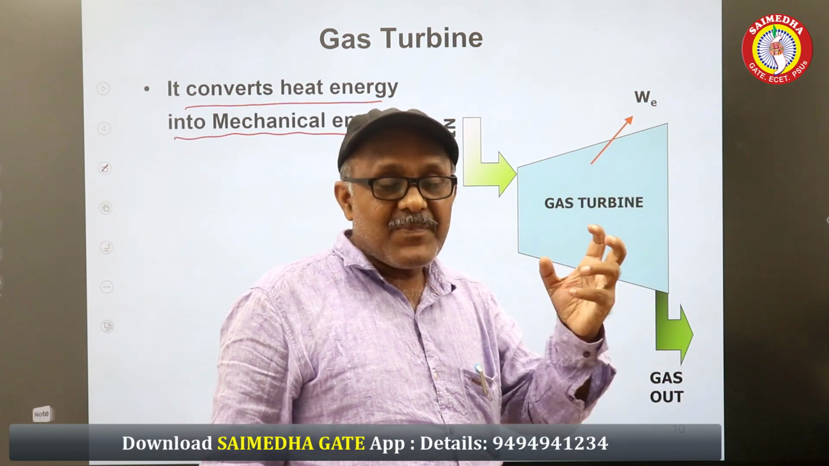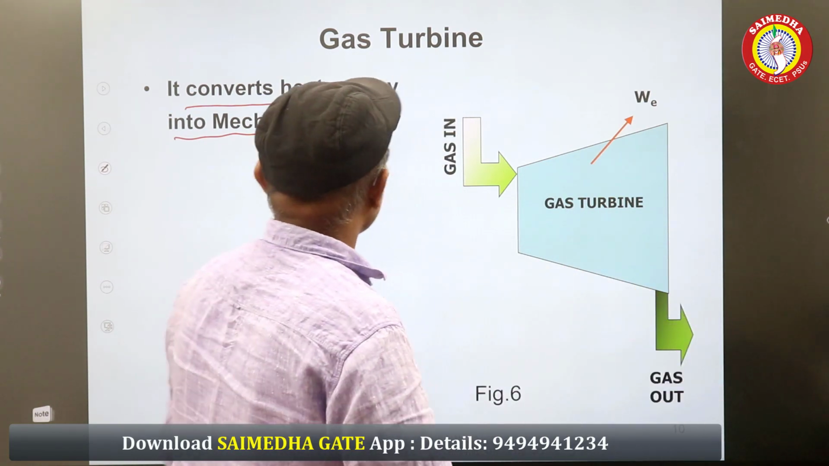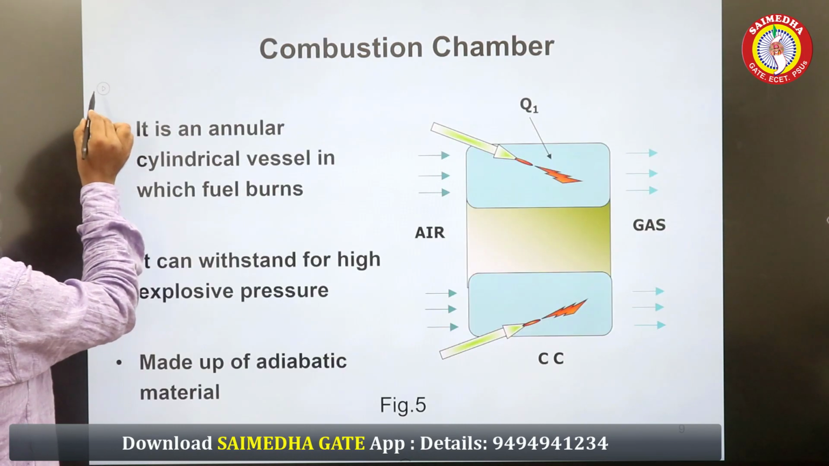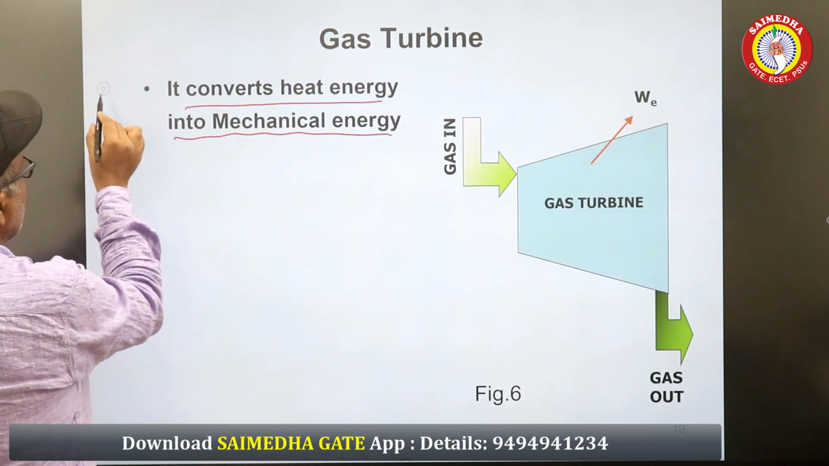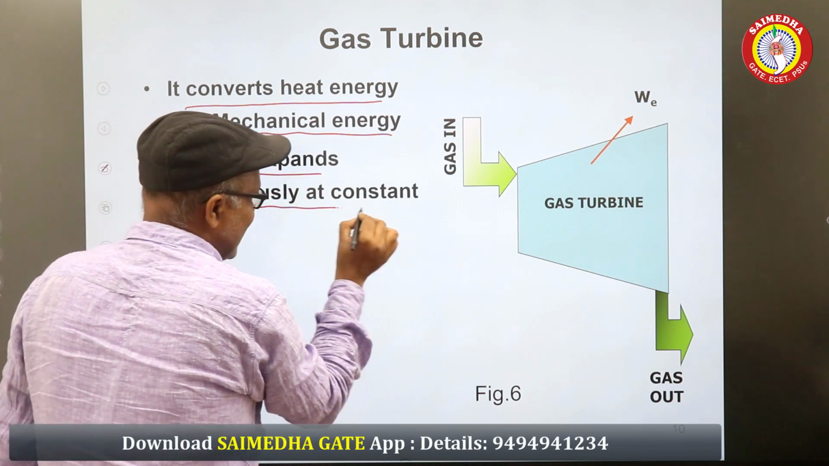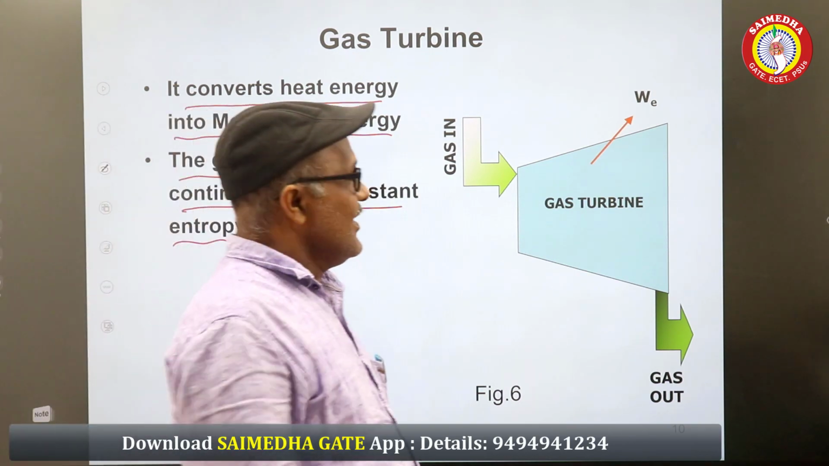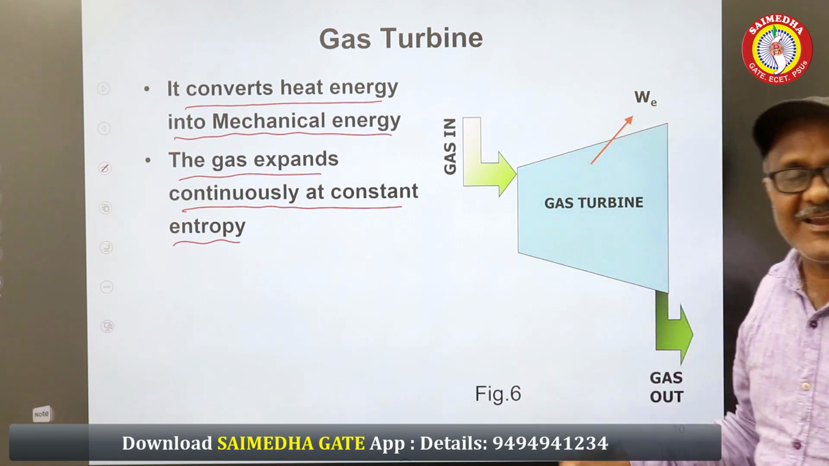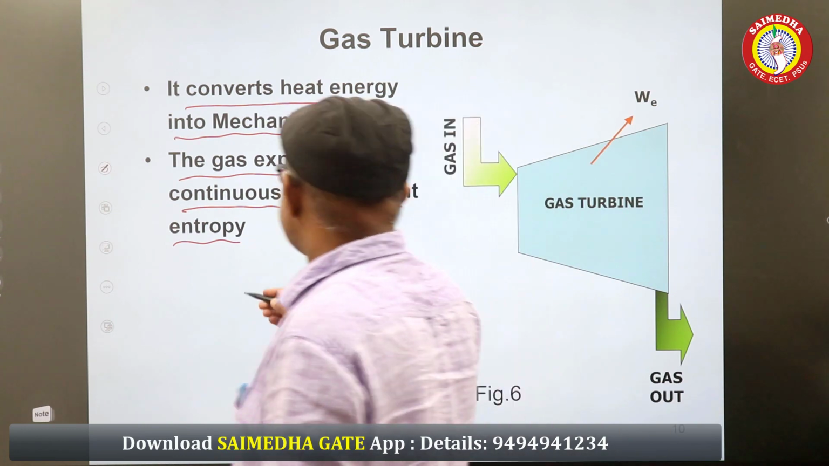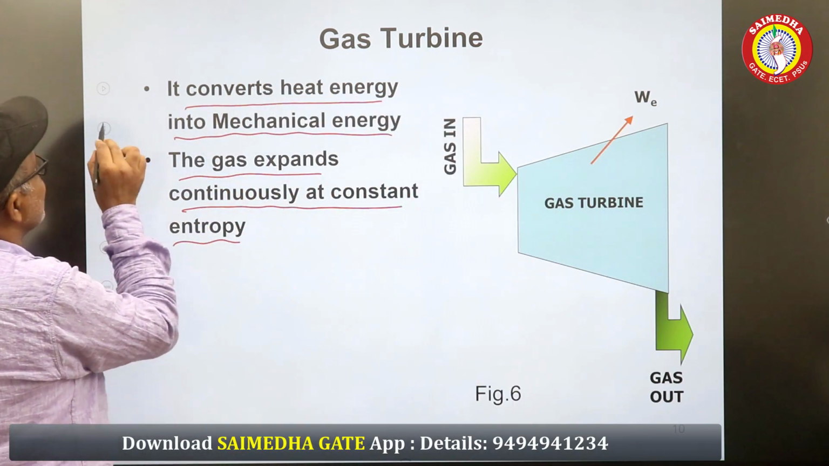So that the high pressure, high temperature gas will possess thermal energy. That thermal energy is converted into mechanical energy, my dear students. Next one. So the gas expands continuously at a constant entropy. This expansion is at constant entropy. I will explain, don't worry. What is entropy? I will explain. So the gas expands continuously at a constant entropy, my dear students.